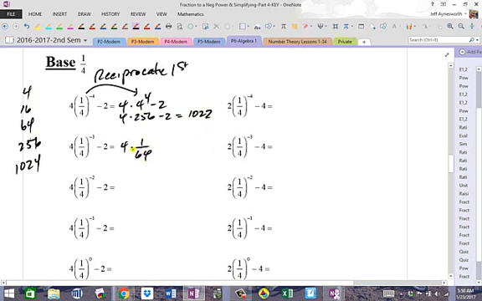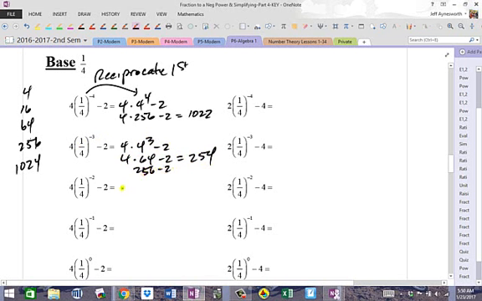This one here is 4 times 1/64. Excuse me, that's incorrect. Got to reciprocate 1/4, that's 4 cubed, minus 2. It's 4 times 64 minus 2. And that's 256 minus 2, or 254. It's 256 right here, minus 2, 254.